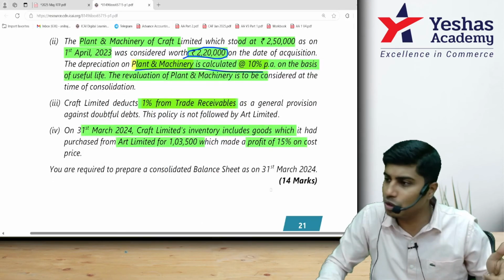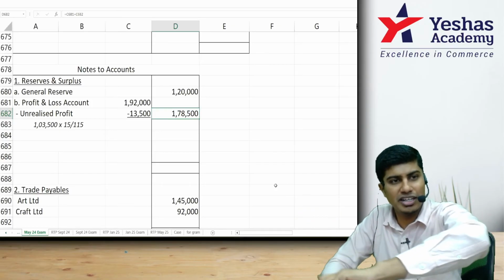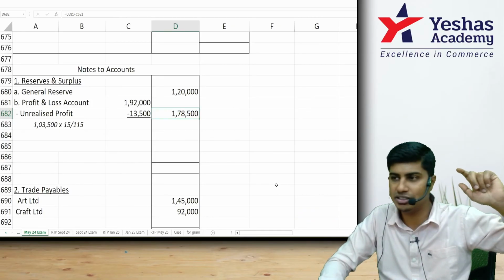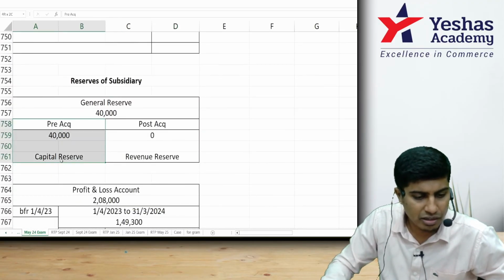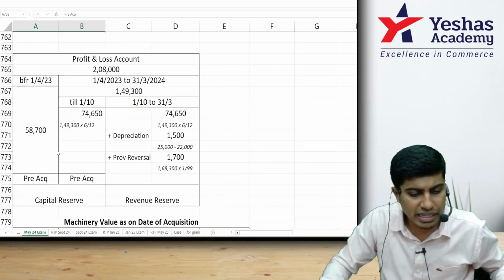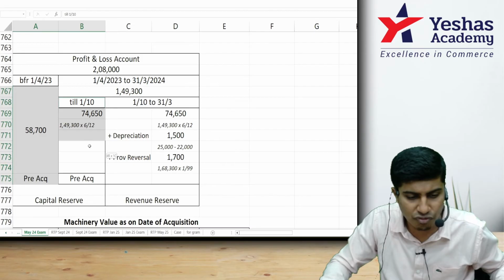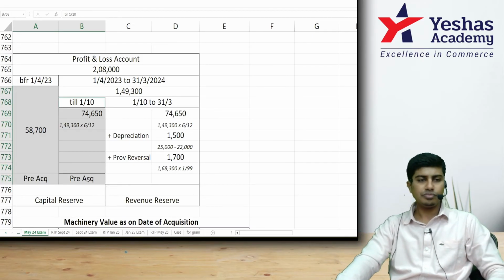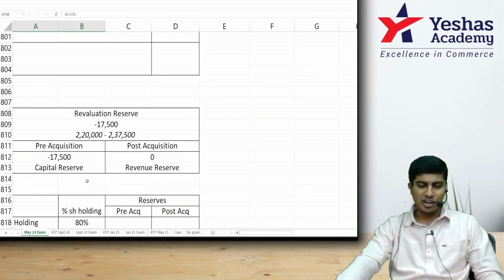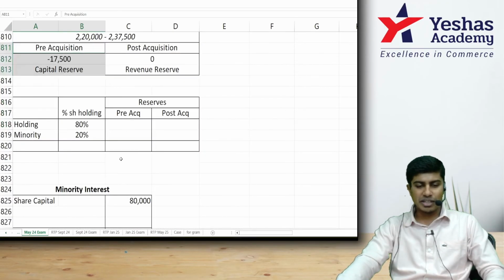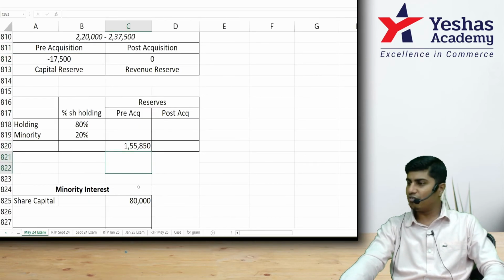Don't have to read anything from the question. Only thing left is close that reserves, analyze the reserves, minority interest, and then notes to accounts and then consolidated balance sheet. Shall we do it? Come to reserves. How much is pre? 40,000 general. Here it is 58,700 and 74,650. And there is one more revaluation reserve. You forgot 17,500, which is minus. Can I say we get 1,55,850?